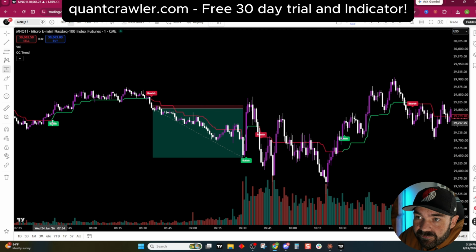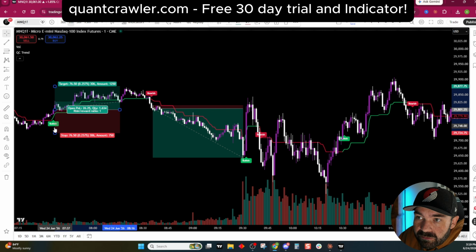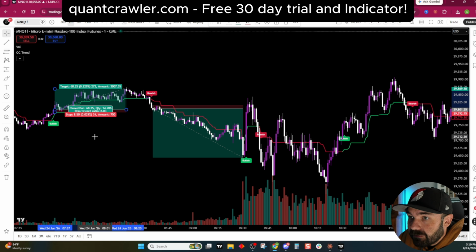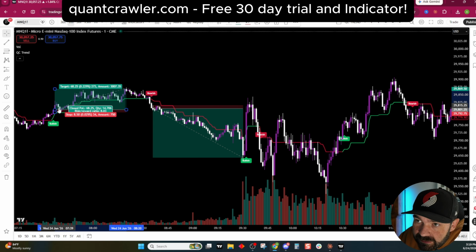This one that we looked at first back here, if we were going bullish, we would have been able to run a tight 8-point stop loss to a potential 70-point run up. That's a 1 to 8. So barely any drawdown when these are triggering.